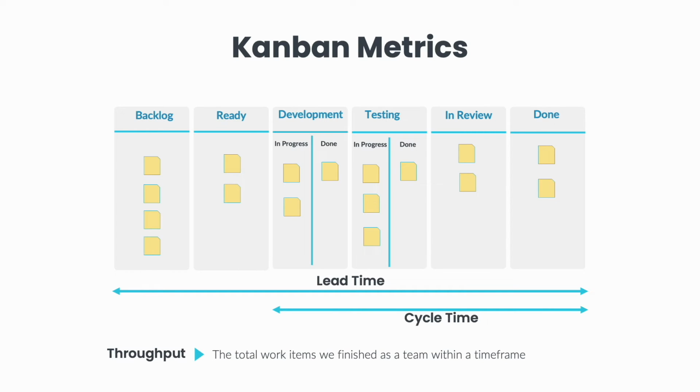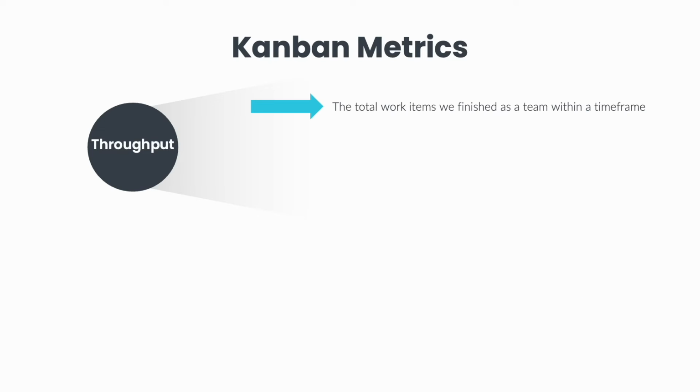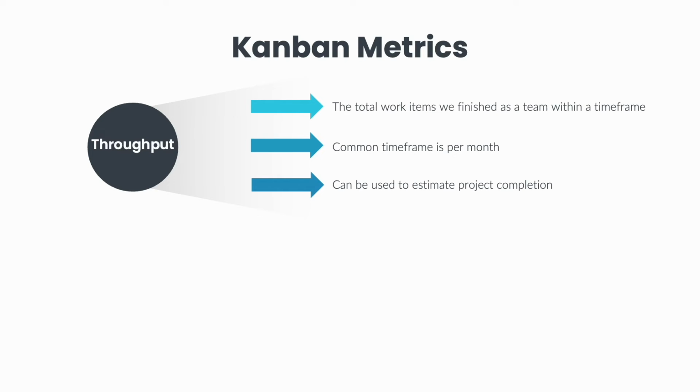It's just how many work items we finished as a team within a time frame. The time frame we pick can be anything we would like. This can be a week or a month. Most teams keep track of items completed within a month. This metric can come in handy if we need to tackle a small project and we need to inform our executives how long it will take our team to complete the small projects.